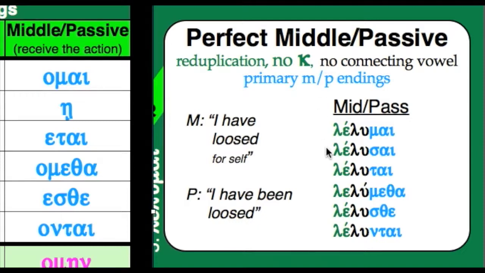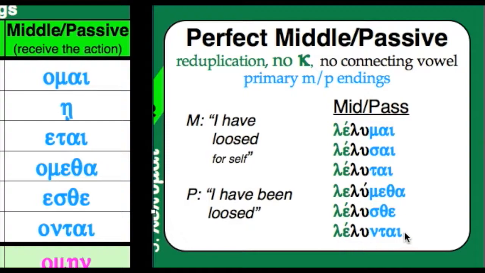Now, as far as meaning goes, it's middle or passive. We'll ignore the middle and talk about the passive here. So it happened to me, and it's like a perfected action. We're going to translate it, I have been loosed. What a mess, right? English is, while Greek communicates so beautifully with these little verbal utterances here. So, lelumai means I have been loosed. Lelusai, you have been loosed. Lelutai, he, she, or it has been loosed. Lelumetha, we have been loosed. Lelusthe, y'all have been loosed.